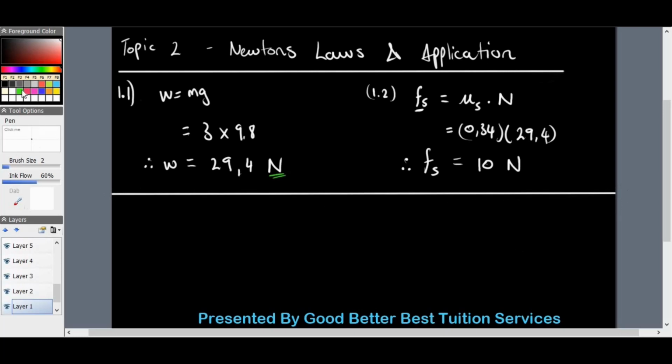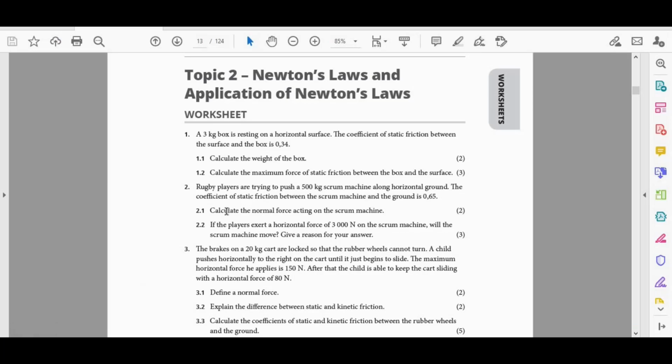So what we'll do now is pop to the second one quickly. Question 2, so for 2.1, let's read it first. Rugby players are trying to push a 500 kilogram scrum machine along horizontal ground. The coefficient of static friction between the scrum machine and the ground is 0.65. 2.1, calculate the normal force acting on the scrum machine.